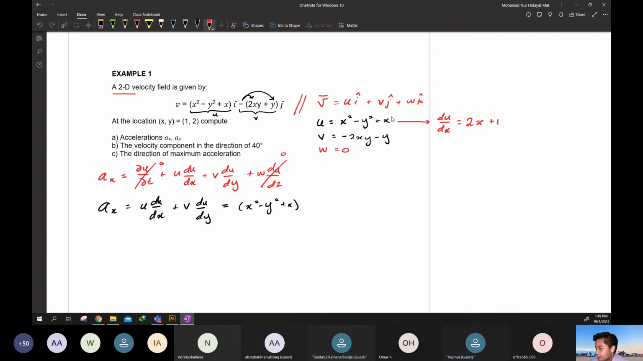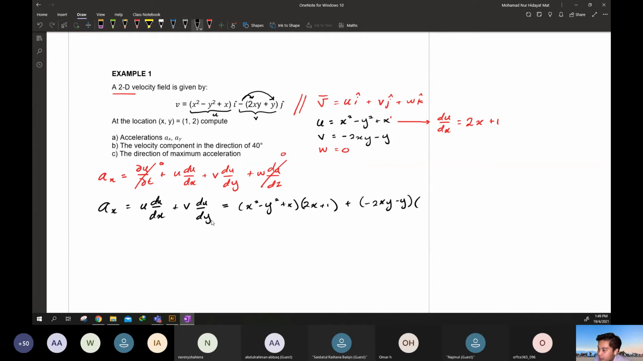Alright, because this is having power of 1, you move to the other side, it becomes 1. 1 minus 1 is 0. So, replace here du over dx, which is 2x plus 1, plus v. This is v, negative 2xy minus y.